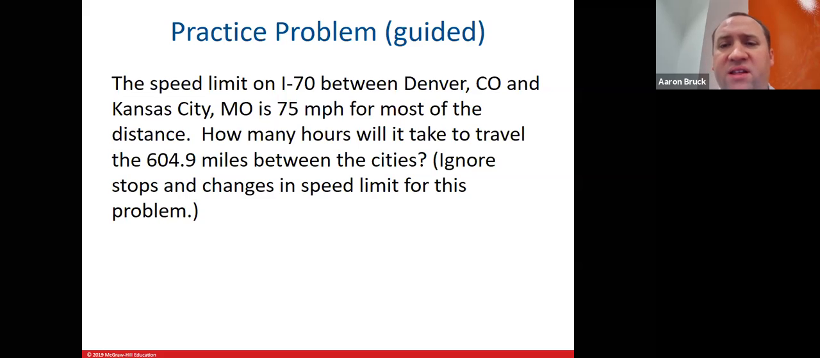Speed limit on Interstate 70 between Denver and Kansas City is 75 miles per hour for most of the distance. How many hours will it take to travel the 604.9 miles between the cities? And this is assuming that we are going to drive straight through. There's no changes in speed limit, no car accidents, no construction, pretty much nothing but, you know, corn, desert, and a couple of mountains there at the beginning.